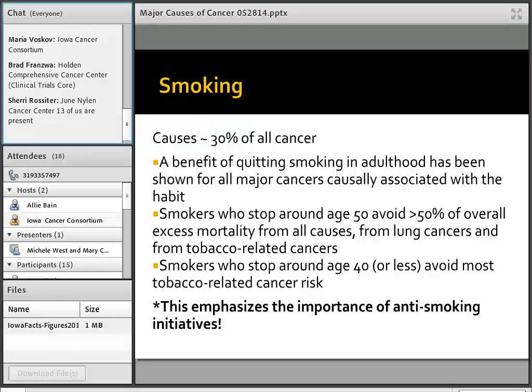When in fact the benefit of quitting smoking in adulthood has been shown for all major cancers causally associated with smoking. Smokers who stop around age 50 avoid over half of all excess mortality from all causes, from lung cancers and from tobacco-related cancers. And smokers who stop earlier, around age 40 or less, avoid most tobacco-related cancer risk. So again, this emphasizes the importance of anti-smoking initiatives.